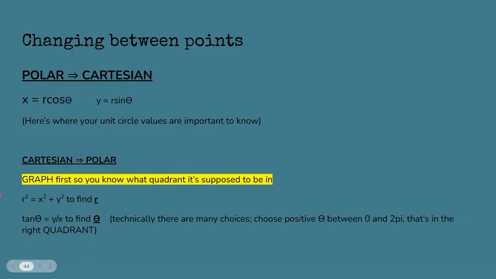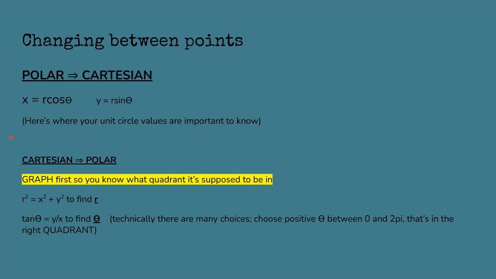So how do you change between the points? You may be asked to switch the coordinates. If we're starting with polar with the r and theta, and we want to get to the x and y, we can use these two equations. They can be derived, if you're wondering, by the Pythagorean theorem, or trig using the right triangle, but you don't really need to know that. You can just memorize these two.